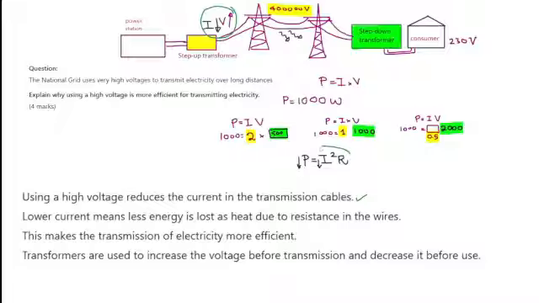So this is because P is equal to I squared R. So low current means less power. This makes the transmission of electricity more efficient. More efficient is a keyword. Transformers are used to increase the voltage before transmission, step up transformers, and decrease it before use, step down transformers. So that will get you full marks.